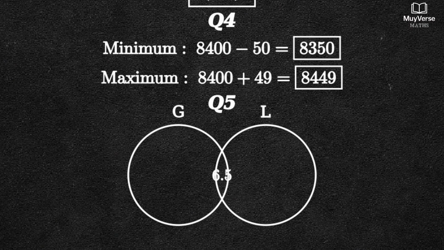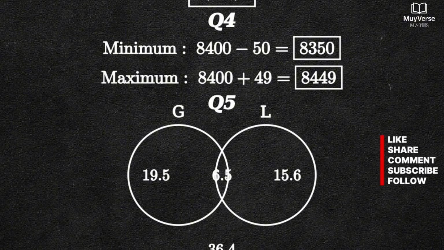First, glasses and left-handed is 1/4 of 26, that is 6.5. Students without glasses equals 78 minus 26 equals 52. 30% of 52 is 15.6, so left-handed without glasses is 15.6. Only glasses is 26 minus 6.5 equals 19.5. Outside both is the remainder. 78 minus the 3 filled regions equals 36.4.